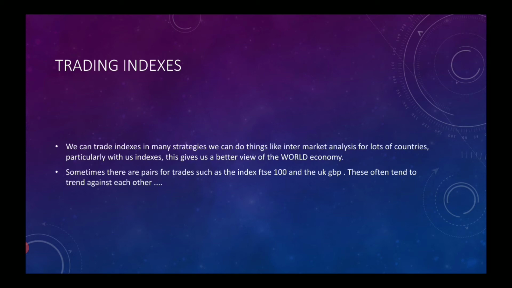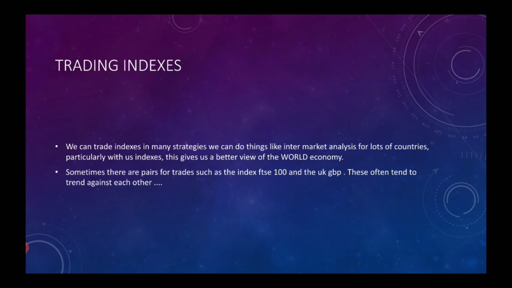Okay, so how can we actually trade indexes? There are many strategies and many ways that we can do this. We can do things like inter-market analysis for lots of different countries. For example, with what's going on right now with the coronavirus, we can see many indices rising and many falling. This will show the world economy. For instance, the American ones tended to rise, which shows that America's doing well. Other countries are falling, showing that the coronavirus is having more of an effect on them. Then we can compare all the markets and have a look at what the whole world economy is doing.